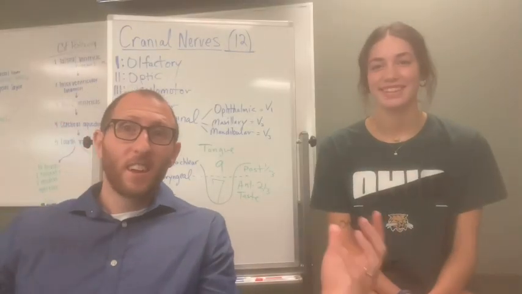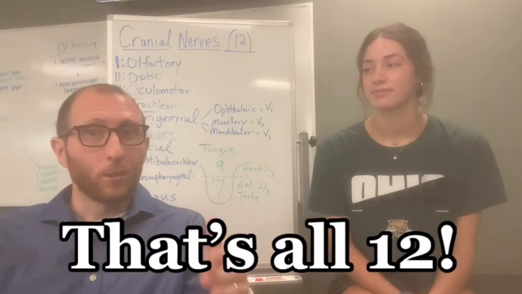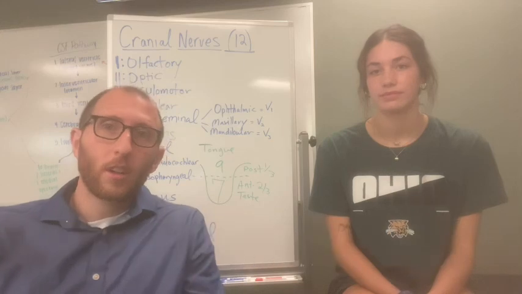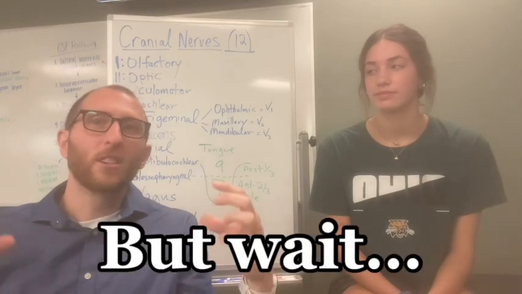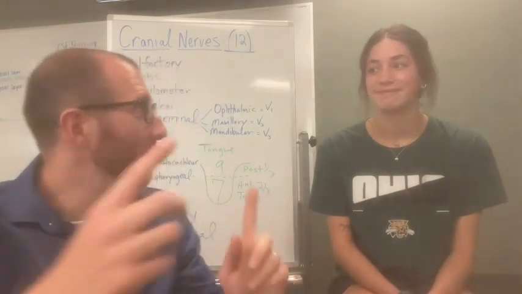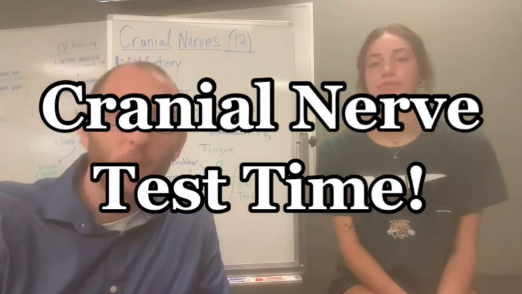All right, that's all 12 of them. Remember, these are paired nerves on the right and on the left. Some are just sensory, some are just motor, some are sensory and motor. Make sure you know all the components. In fact, I think it's time to test you and Olivia on these cranial nerves, so don't stop watching yet.